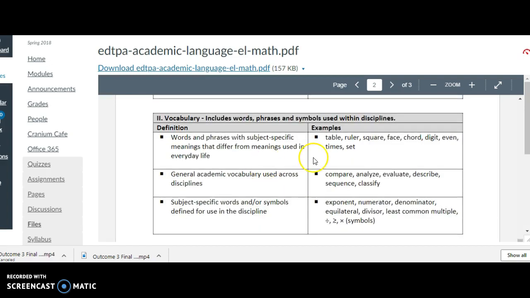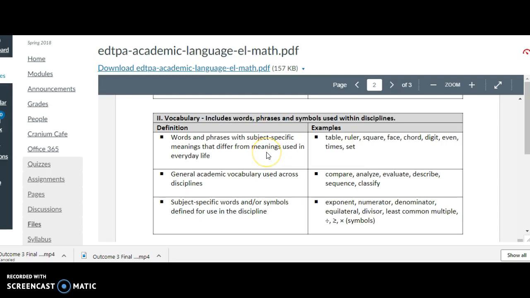Second one is vocab. This one I think you guys have done a really great job on. It seems pretty straightforward. This is the academic vocabulary that's related to math. So if they're also using cotton balls for their math activity, cotton balls isn't going to be a part of the vocabulary. Even if they don't know that word yet, that's not what you're focusing on. You're focusing on the math academic language. So here you can see it says subject specific meanings that might differ from what they mean in everyday life.